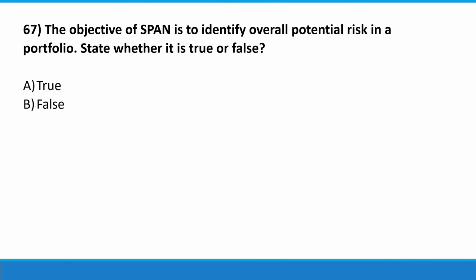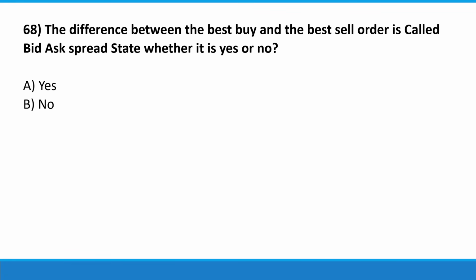The objective of SPAN is to identify overall potential risk in a portfolio. State whether it is true or false. The correct answer is option A, true. Next question. The difference between the best buy and the best sell order is called bid-ask spread. State whether it is yes or no. The correct answer is option A, yes.